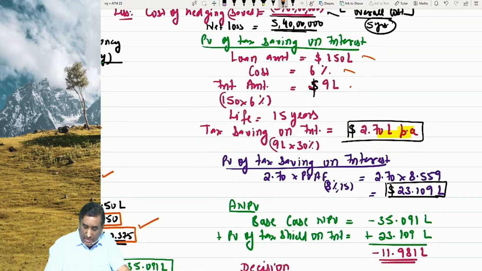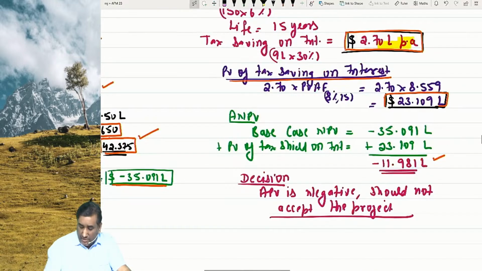cost 6%, interest amount 9 lakh, life 15 years I have. So present value of tax saving on the interest is 23 point this, and base case NPV was 35 negative. This my project is what? Negative. APV is negative, should not accept the project.